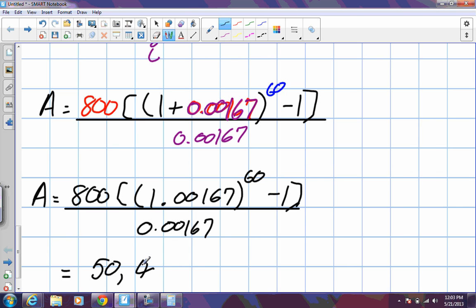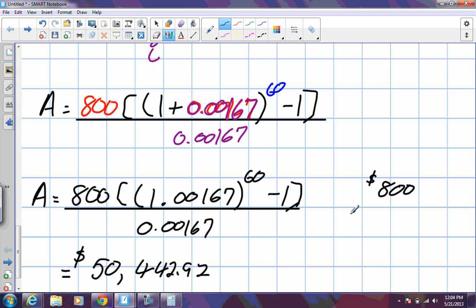So, if Jason continues this practice for 5 years, in a very reasonable bank account, earning 2% interest, and he invests $800 every month, he'll end up with $50,000. But let's think about this. Let's actually figure out how much money Jason actually put in. He put in 800. How many times did he put 800 into the bank? 12 times a year, but how many years did he do it for? 5.